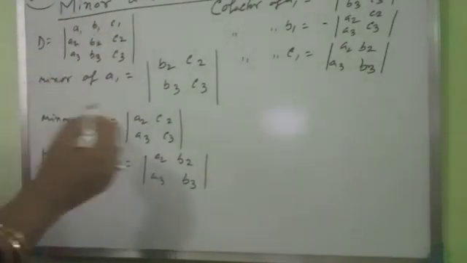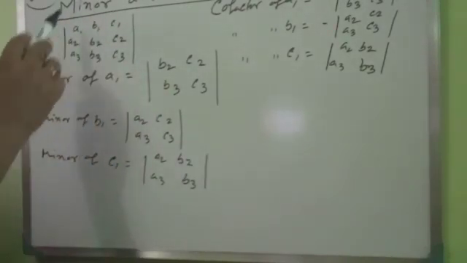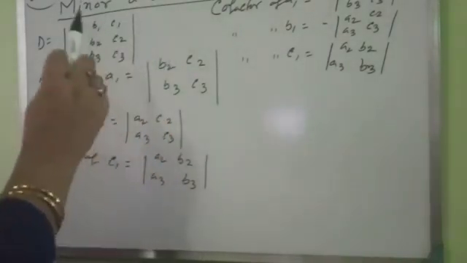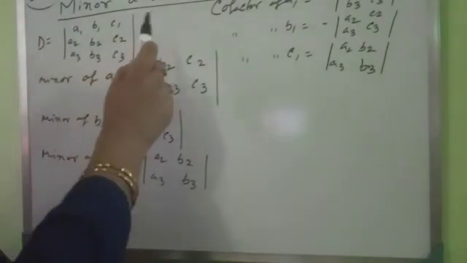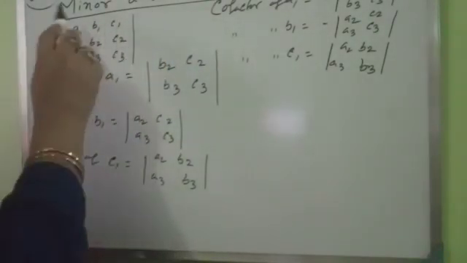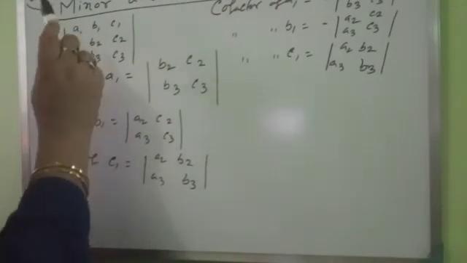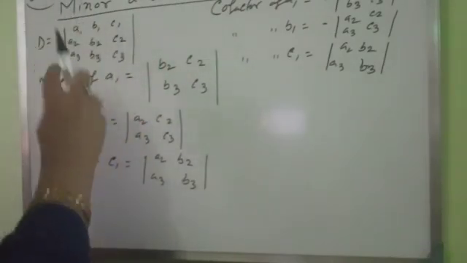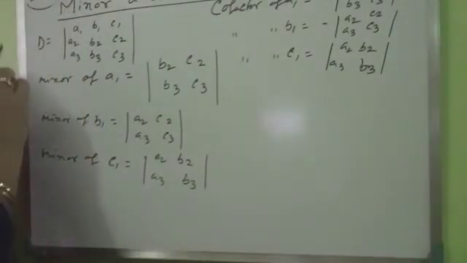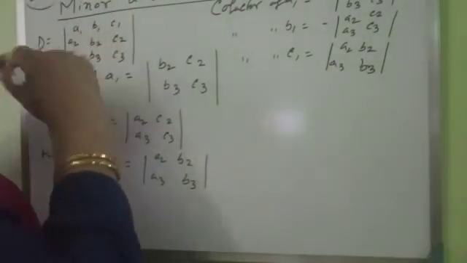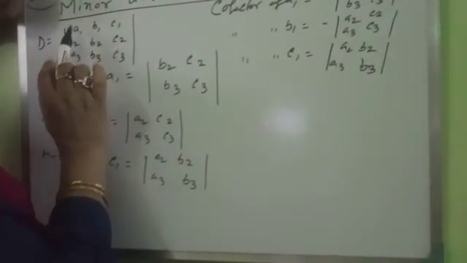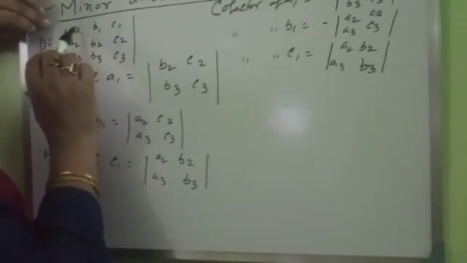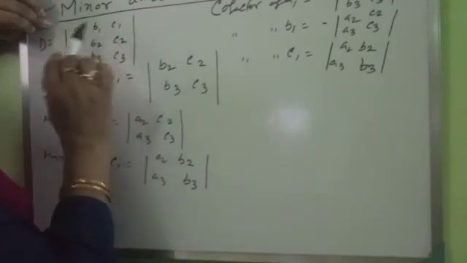Now, what is the minor of an element? We can find the minor and cofactor for each element of the determinant. Here A1 is one element. So what is the minor of A1? Minor of A1 means the same as before. Already we have done this in the previous video, how to expand the determinant. When we find the minor of A1, A1 is lying at the intersection of the first row and the first column.